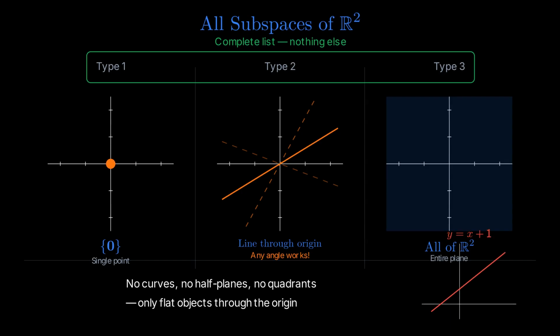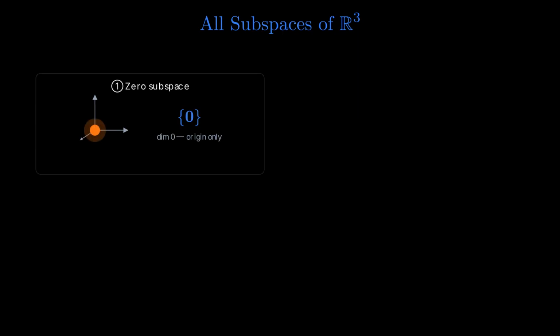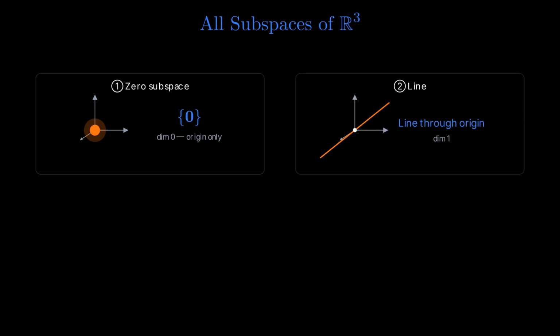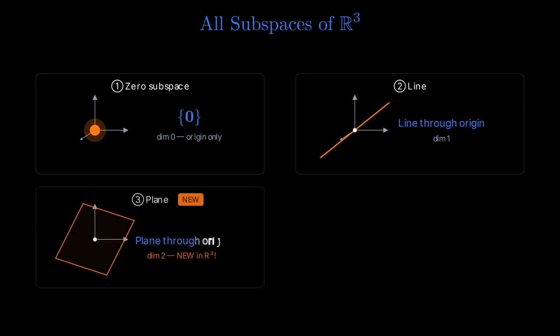And for contrast, remember that a line like y equals x plus 1, which does not pass through the origin, is not a subspace. Now let's move up to R3, where one new type of subspace appears. The complete list has 4 entries. First, the zero vector alone, just the origin, a single point. Second, any lines through the origin, just as we had in R2.